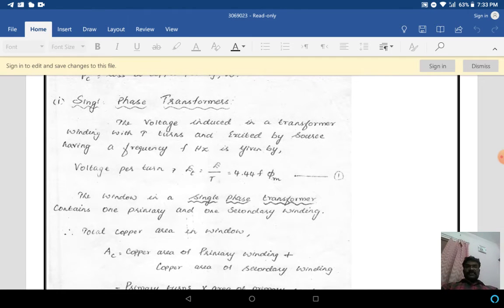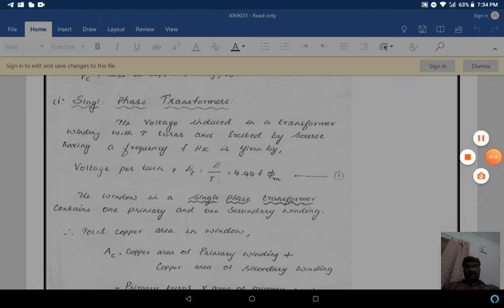The voltage induced in a transformer winding with T turns and excited by a source having frequency f hertz is given by the voltage per turn. So Et is equal to E by T, that is equal to 4.44 f phi m. We know E is equal to 4.44 f phi m into N, where N is nothing but the number of turns. It is N1 for primary and N2 for secondary.